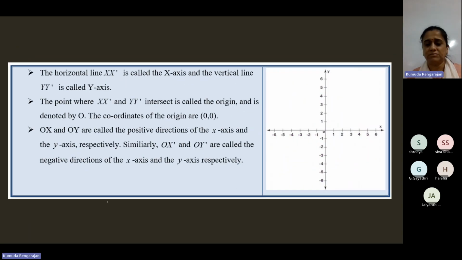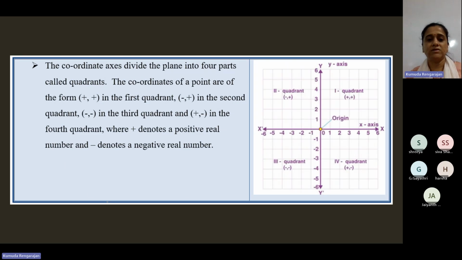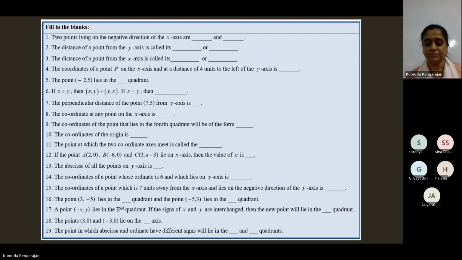For these notes, you can just leave some space, children. If you're using a long notebook, just leave two sides of your long notebook. Two sides meaning front and back, one page. If you're using a small book, decide accordingly, maybe four sides. The name of the chapter is coordinate geometry. Leave four pages or four sides or two sides accordingly.